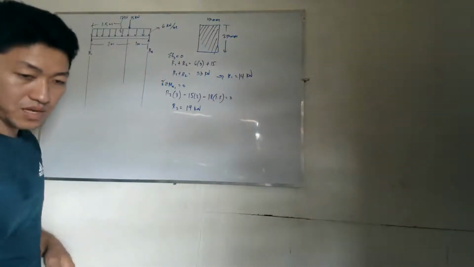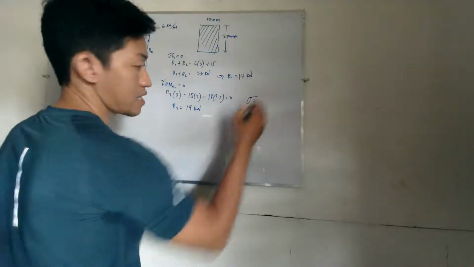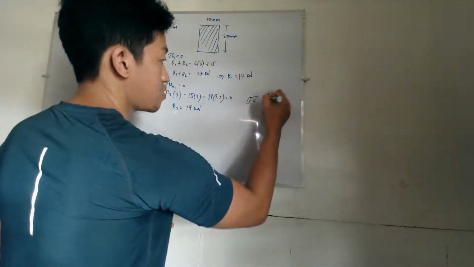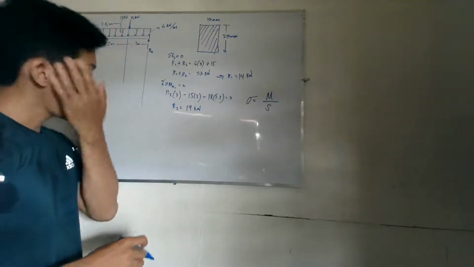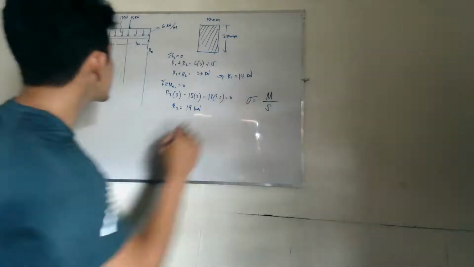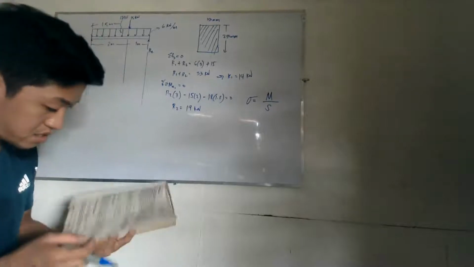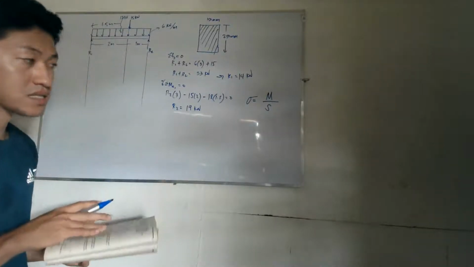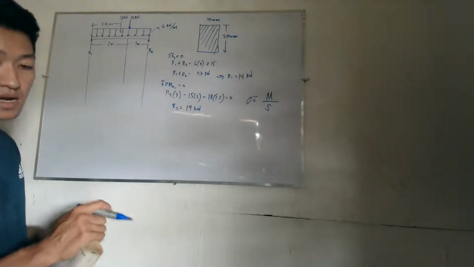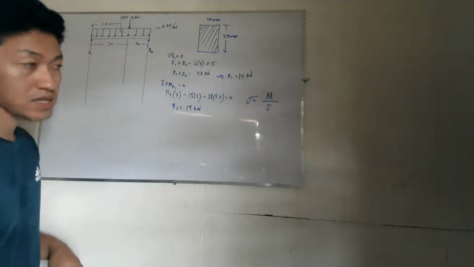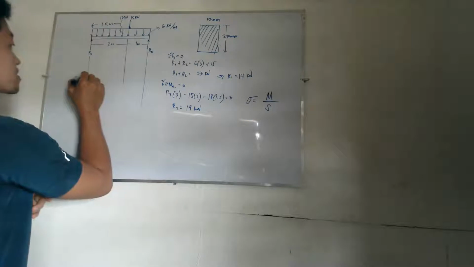14 kilonewton. By the way, we are asked to find the flexural stress. Again, equation na to is M over S. Duha ka butang lang, no? Isa ra may ano na ni, moment ra. So therefore, maximum flexural stress. So kuhaon na nato maximum moment diri.